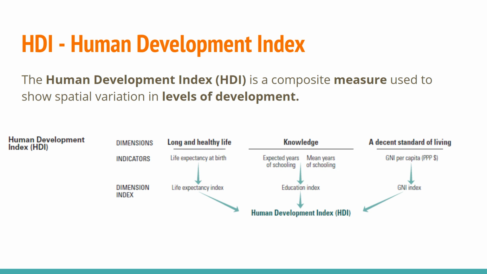So first off, the first indicator is life expectancy. And of course, that's a measure of healthy living within your country. And so higher life expectancies obviously result in higher scores on the HDI.